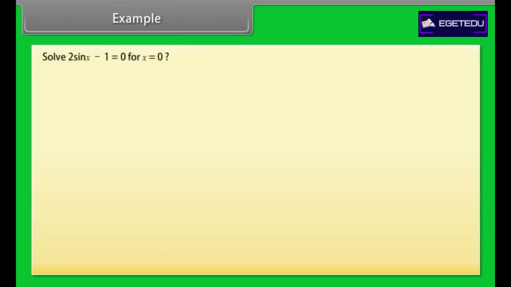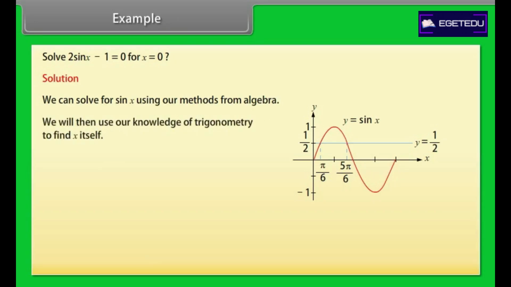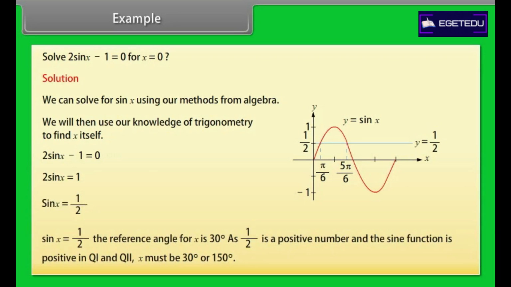Example: solve 2 sin x minus 1 is equal to 0 for x. Solution: we can solve for sin x using our methods from algebra. We will then use our knowledge of trigonometry to find x itself. 2 sin of x minus 1 is equal to 0. 2 sin of x is equal to 1. Sin of x is equal to 1 by 2. The reference angle for x is 30 degrees, as 1 by 2 is a positive number and the sine function is positive in quadrant 1 and quadrant 2. X must be 30 or 150 degrees.